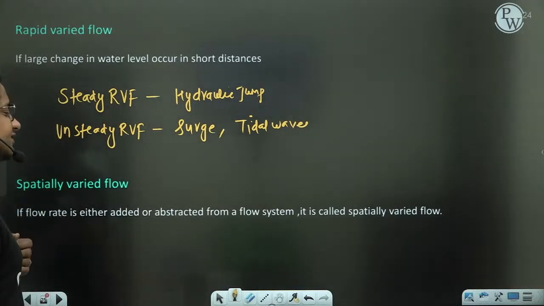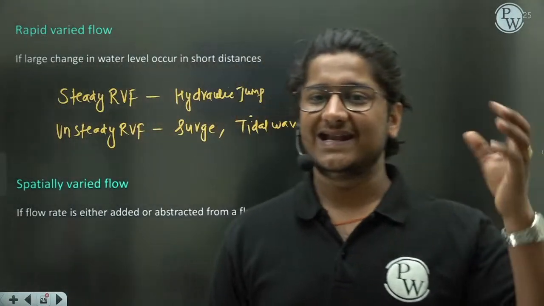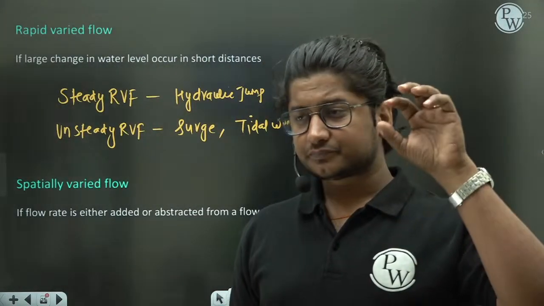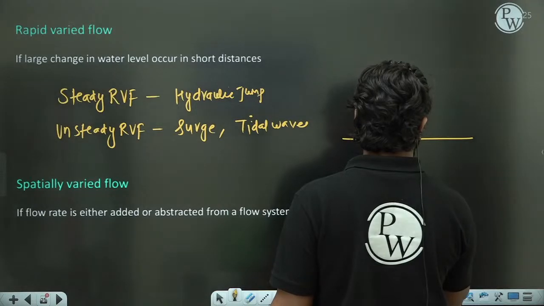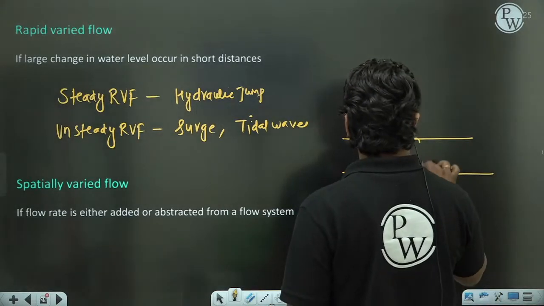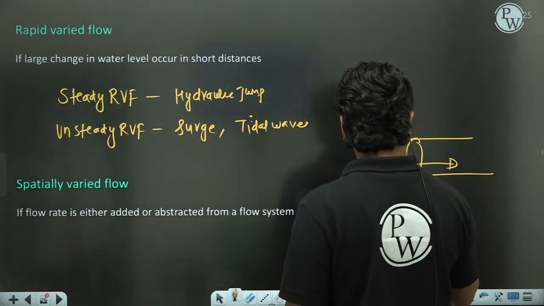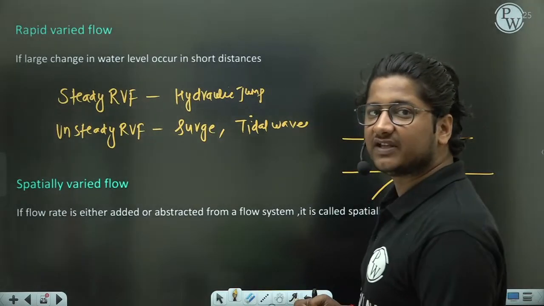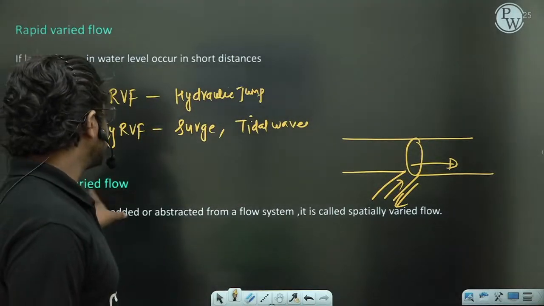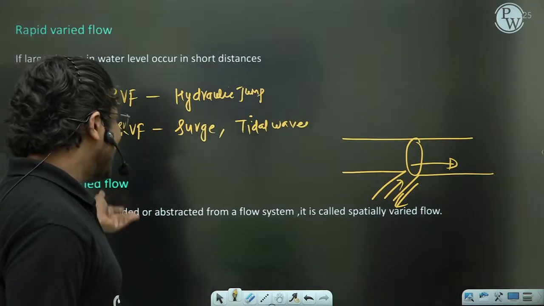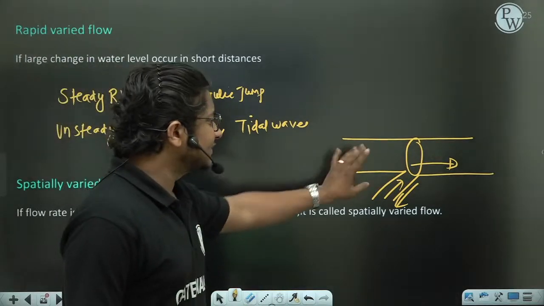Now the third comes, that is spatially varied flow. So what is actually happening here? For example, if you are adding some flow to the river, there is a flow going on and you have added another flow to it. Definitely because of this, there will be a change in water level because you are adding something. Similarly, if you are removing or abstracting something, again there is a change in water level. That's what we call spatially varied flow. If flow rate is either added or abstracted from the flow system, it is called spatially varied flow.